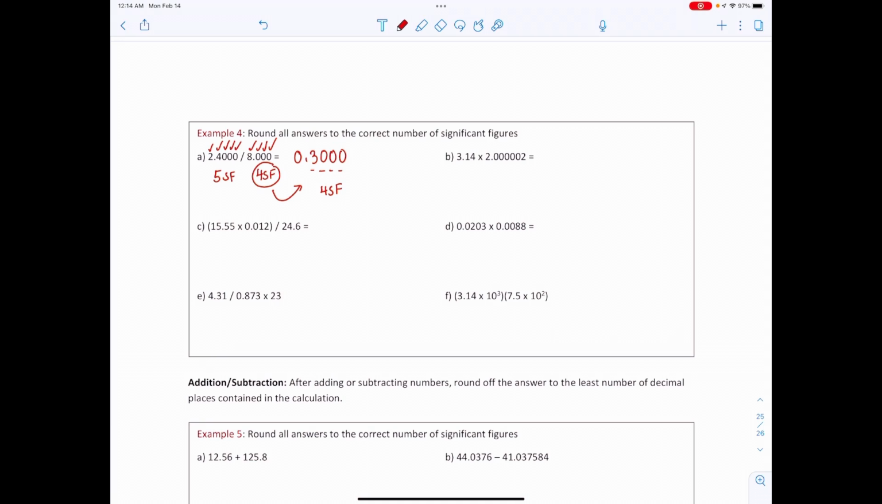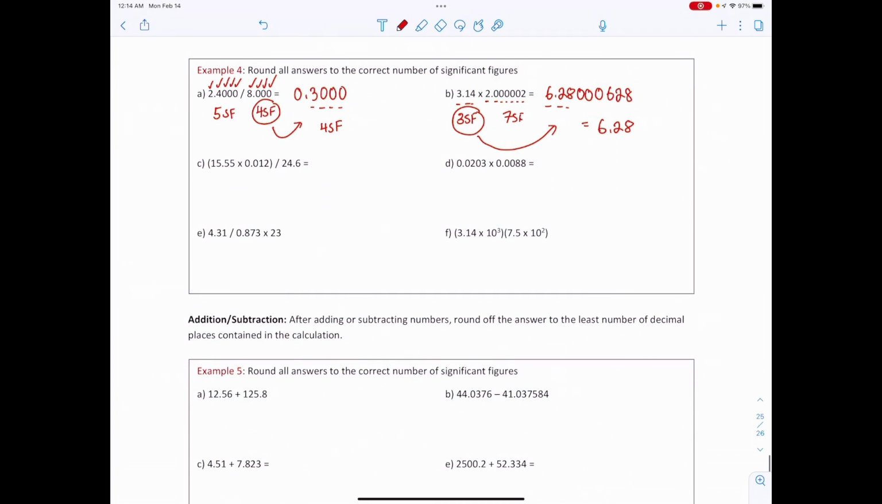Okay, let's take a look at B. I have 3.14 times 2.000002. If I punch that into the calculator, I get 6.28000628, a big number with lots of decimal places. Looking at the question, 3.14 is 3 sig figs, and 2.000002 is 7 sig figs. We're going to round our answer to the least number of sig figs in our calculation, which means I'm only going to round to 3 digits. So that is going to be 6.28, 3 sig figs.